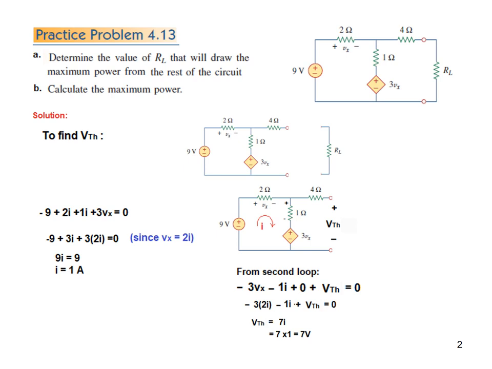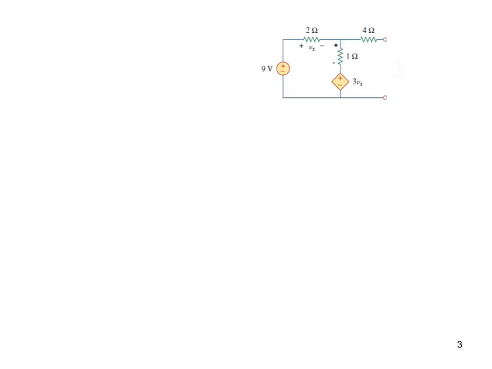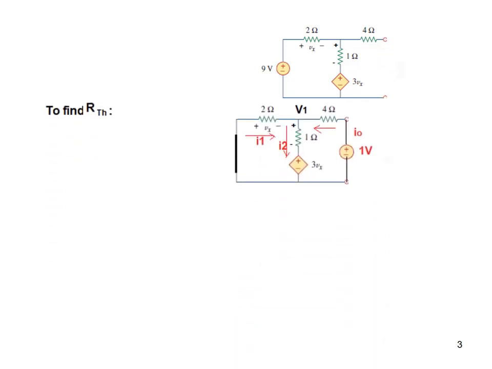Now we need to find RThevenin. Now for finding RThevenin for a circuit having a dependent source, we have a different technique, and you must have learned it in Thevenin's theorem, but I'll repeat. That technique is that we either connect a current source of 1 ampere here, or we connect a voltage source of 1 volt, or we short circuit. So I'll connect a voltage source. I'm connecting a 1 volt voltage source in this circuit.